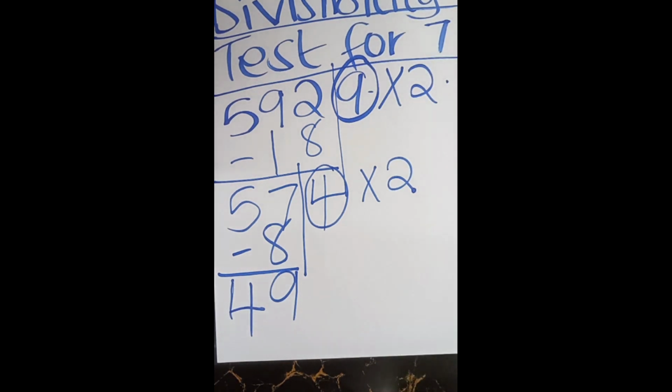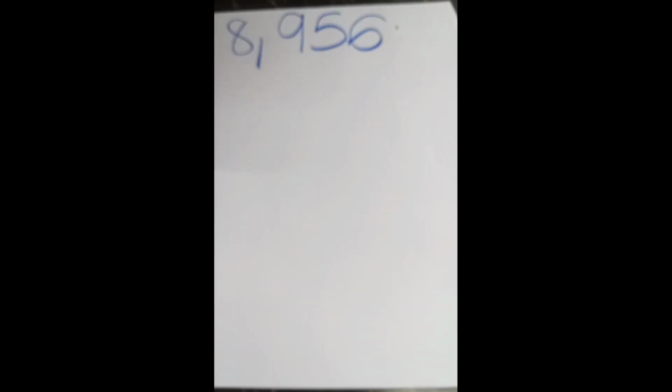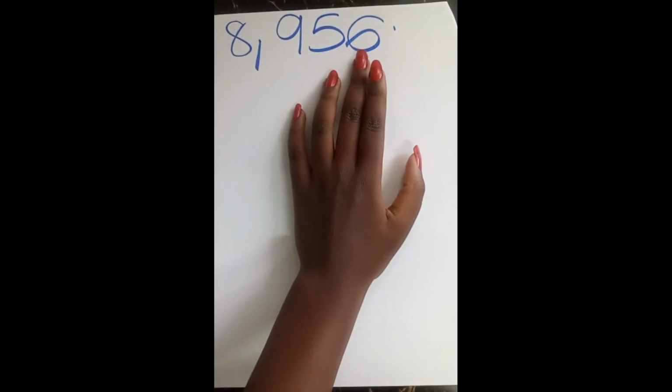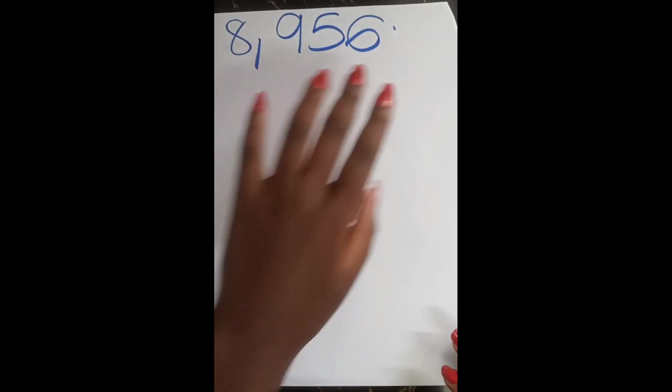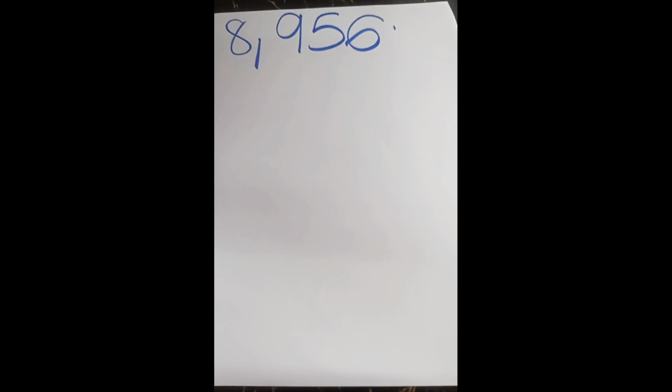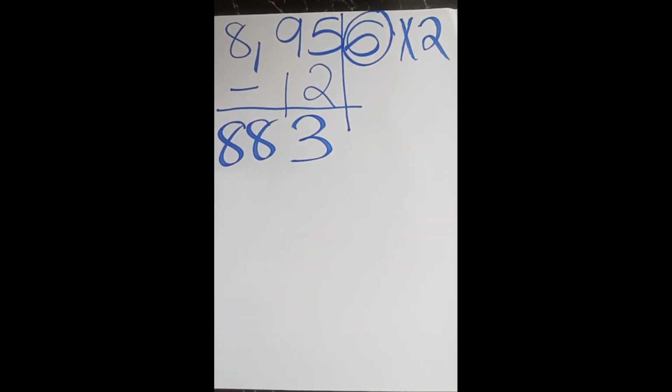So let's look at another example. Is this number divisible by 7? You can pause the video and try and work it out by yourself. I believe you've tried. In order for us to know whether this number is divisible by 7, the first thing we need to do is to multiply the digit in the ones place by 2, okay? And then subtract that from the digits that haven't been touched, okay? So when you do that, we have 6 times 2 is 12. So we'll subtract the 12 from the remaining digits, okay? When you subtract, you get 883.